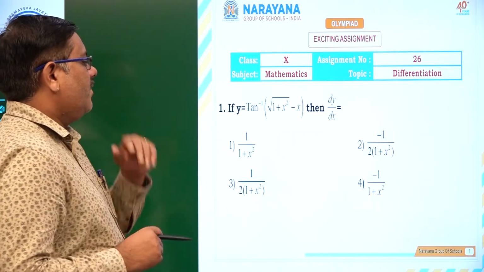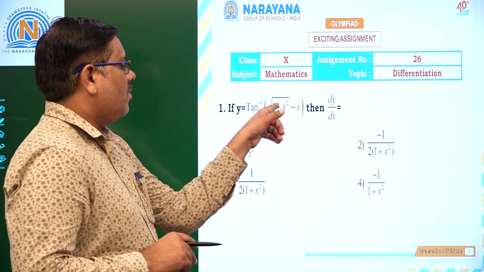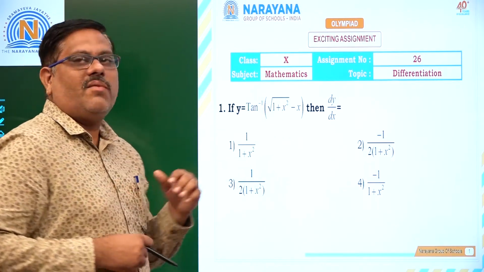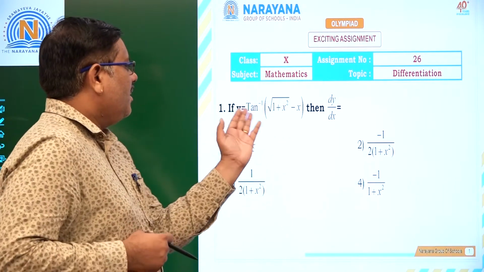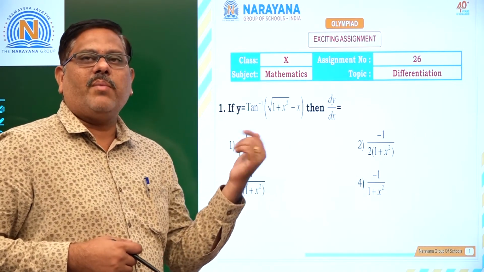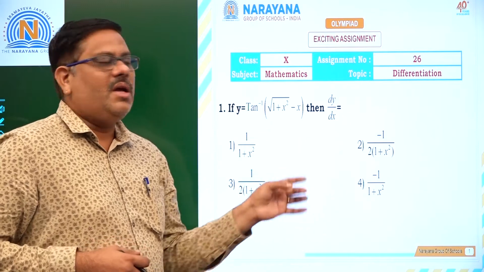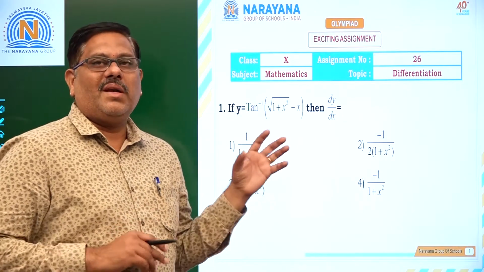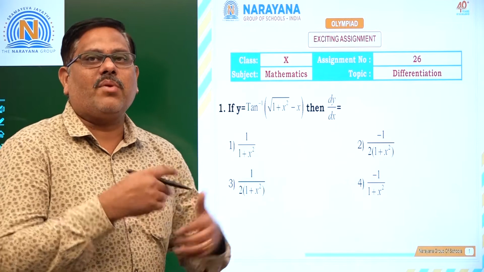y is equal to tan inverse of under root of 1 plus x square minus x. Then what is dy by dx? Actually, here by using y is equal to tan inverse x, in the sense dy by dx is 1 by 1 plus x square, and then chain rule. Using that also we can solve it, but that is a tedious, lengthy process.